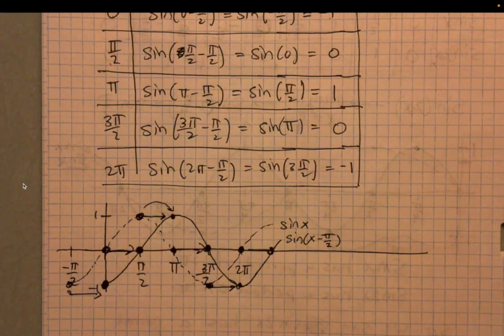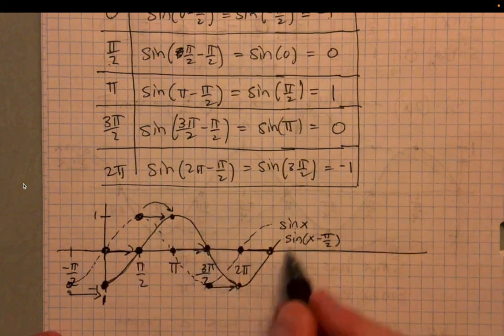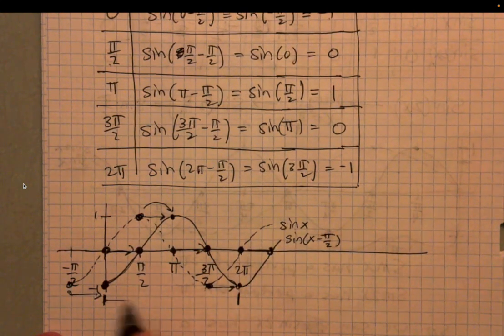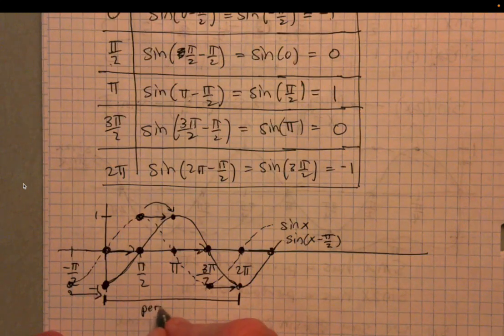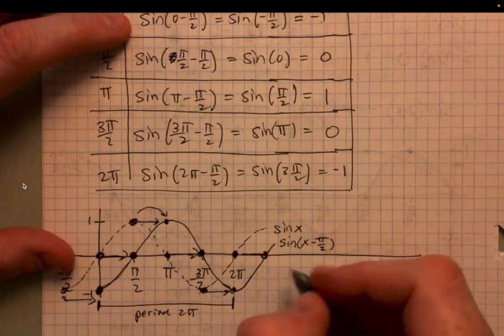We still see a full cycle complete in 2 pi. Looking at the solid sine of x minus pi over 2 function, you can see if we start here, then we're starting to repeat here. So the period is still 2 pi. It's just shifted over a little bit. So in general, this is what's called the phase shift.